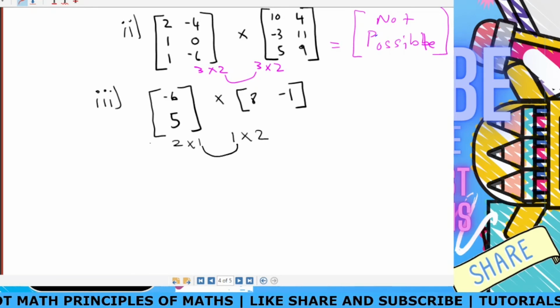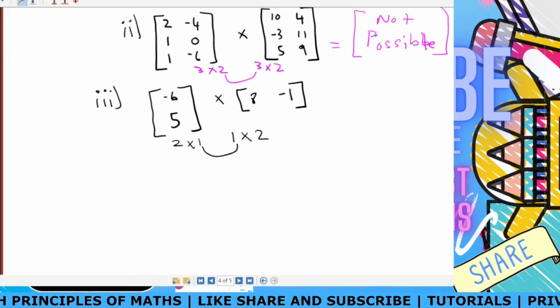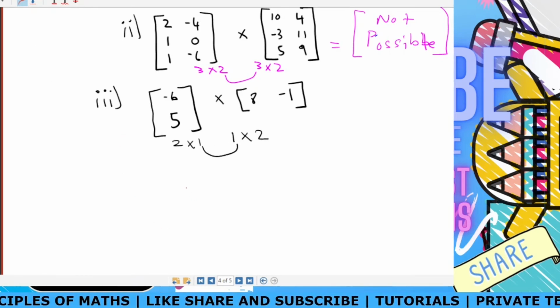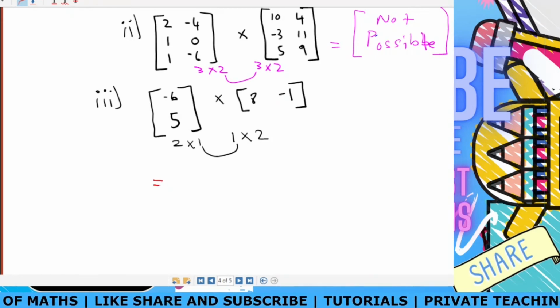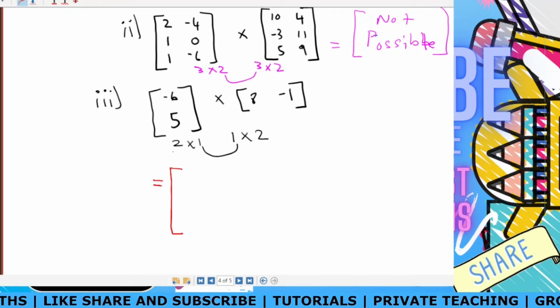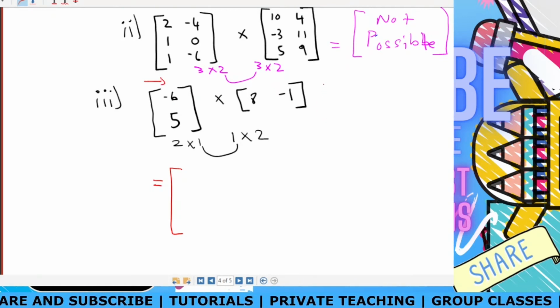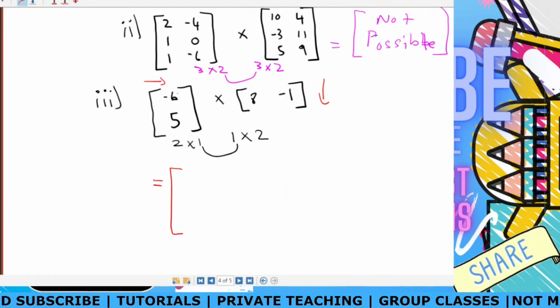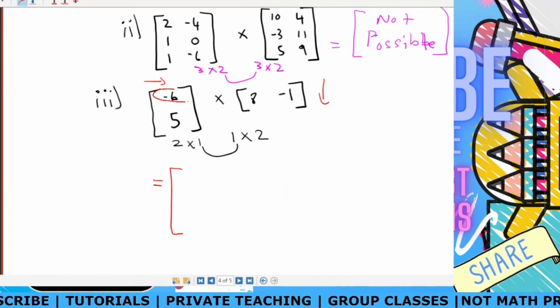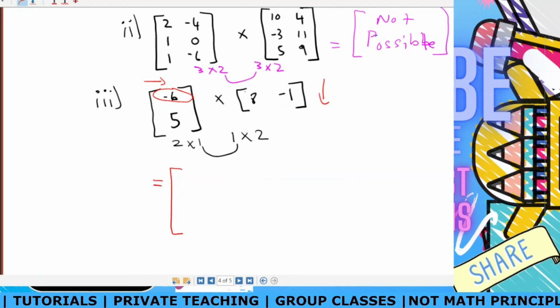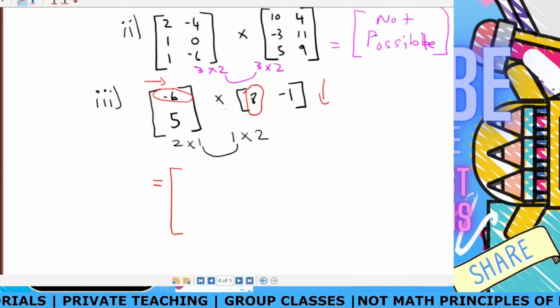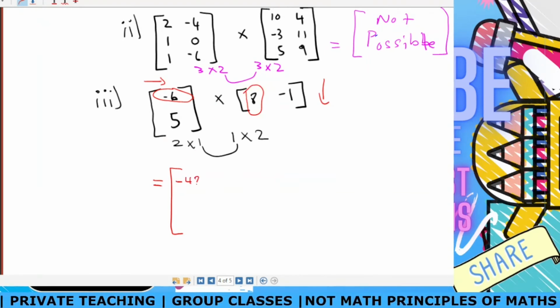Okay, that means that in this case, our numbers in the middle are the same. That means that we can indeed multiply these together. And so to multiply, we use the rows only of the first, the columns only of the second. This is the first row. Use it to multiply the first column, negative 6 times 8, negative 48.